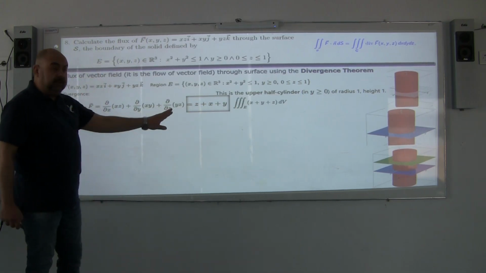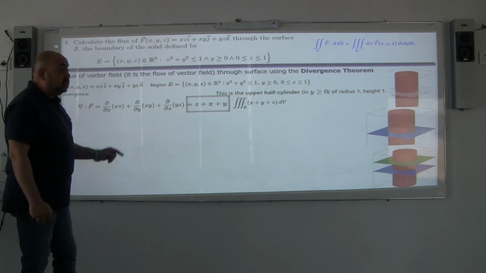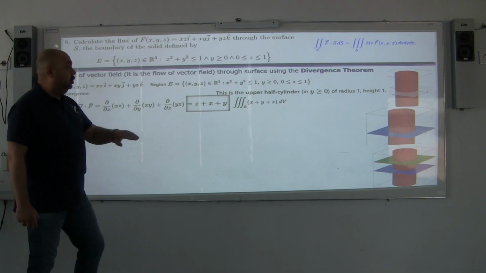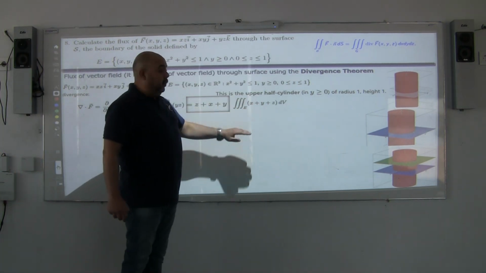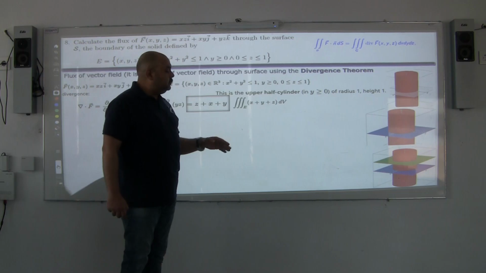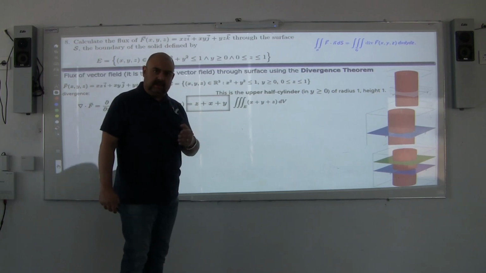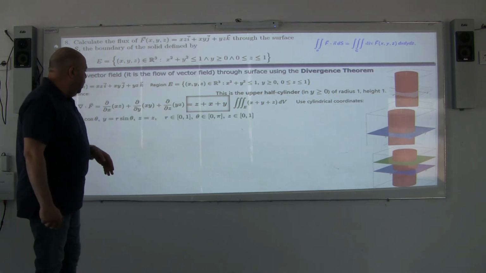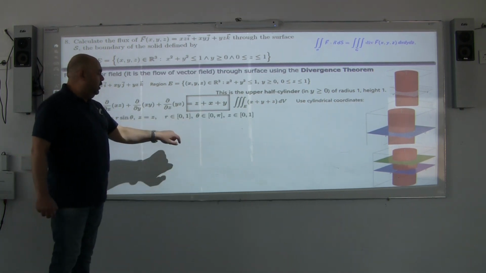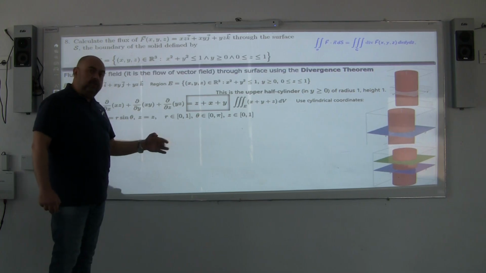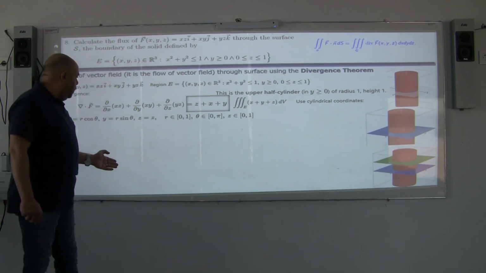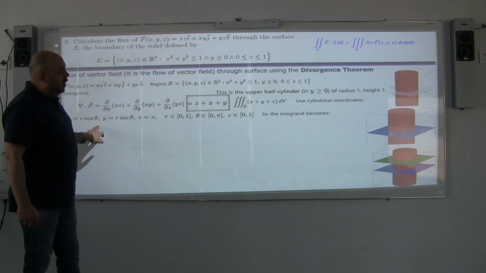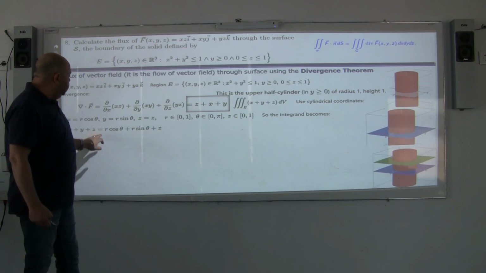I will do the triple integration. Of course, cylindrical coordinates will be a very good idea here in order to handle this triple integration, where dV is r dz dr d theta, as we know. The z is going to be from 0 to 1, and for r and theta, it will be from 0 to 1 and 0 to pi, in order to identify the limits of the integration.